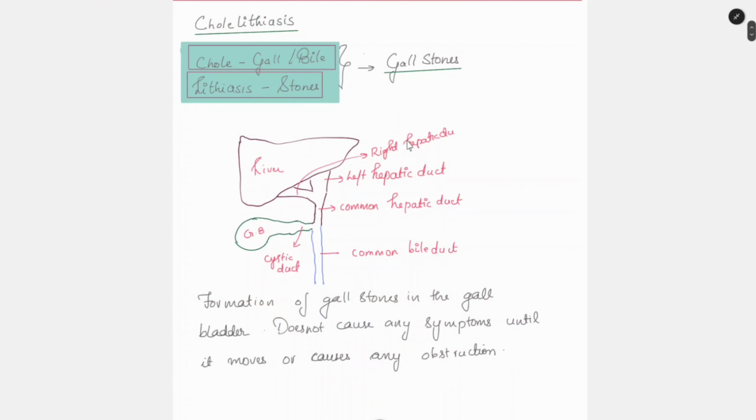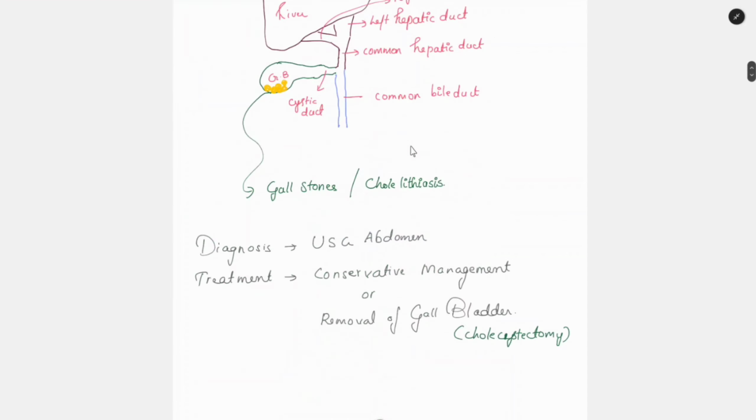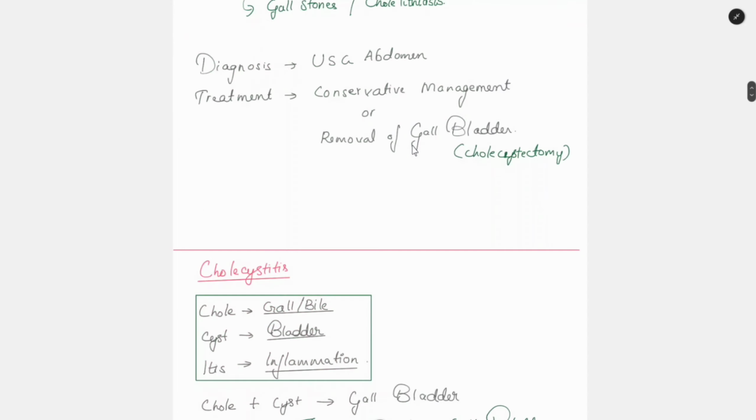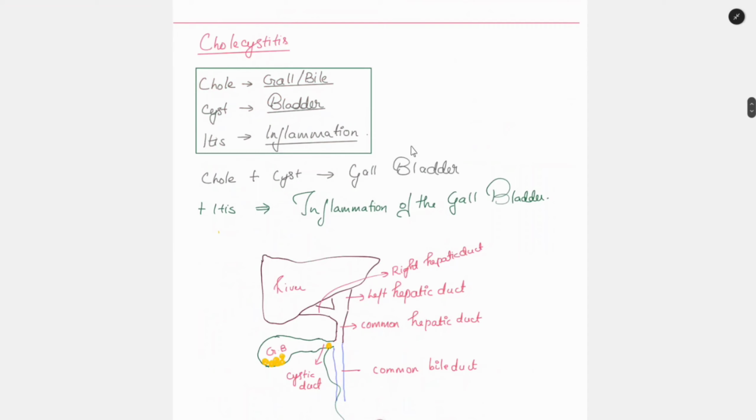First, let's see what is cholelithiasis. Cholelithiasis is nothing but the presence of gallstones, or simply gallstones, is called cholelithiasis. Cholelithiasis as such doesn't cause any symptoms unless the gallstone starts moving through either the cystic duct or the common bile duct and starts obstructing any of them. So we can diagnose it by USG, and the treatment is conservative, or else we can do a cholecystectomy. Let's see what is cholecystitis.